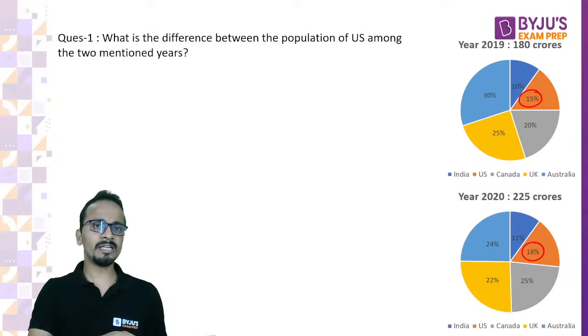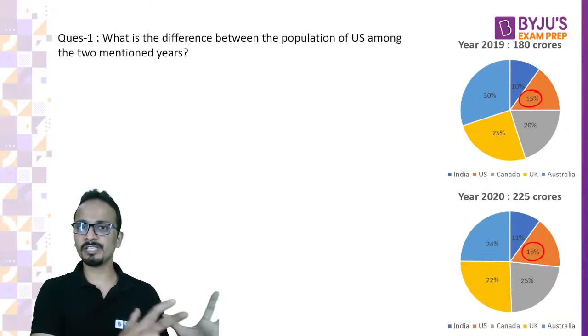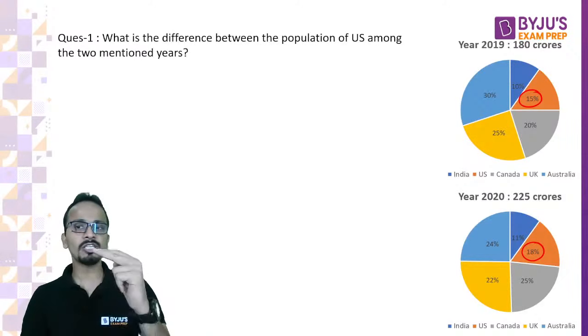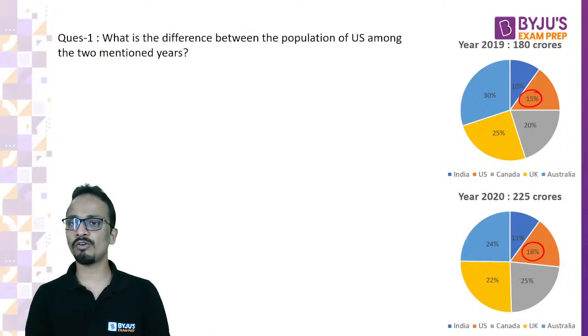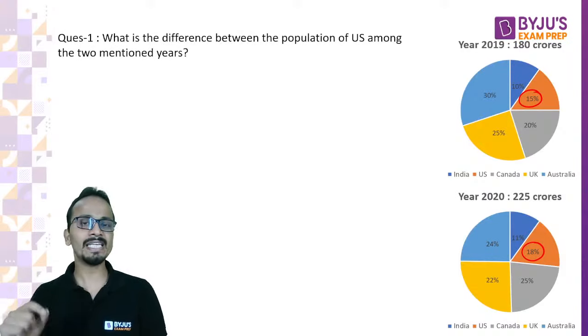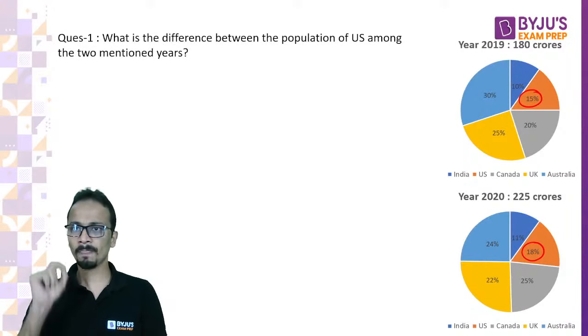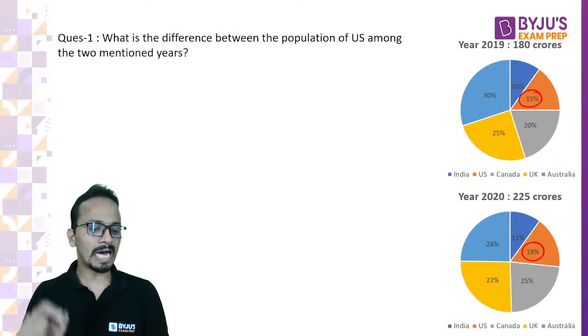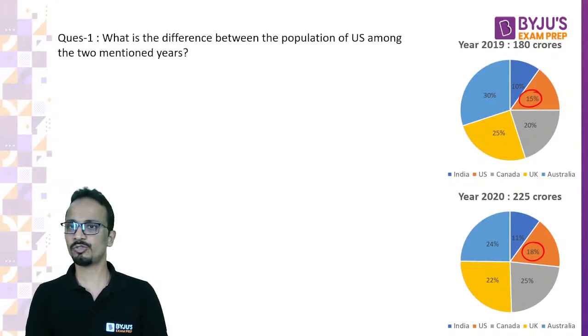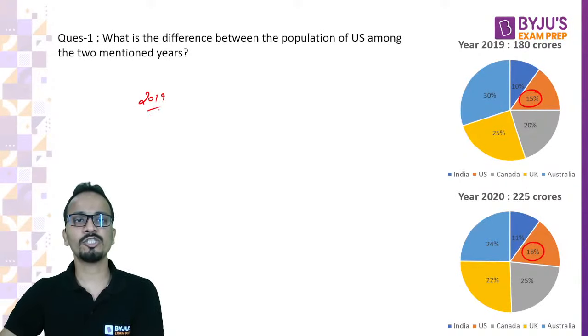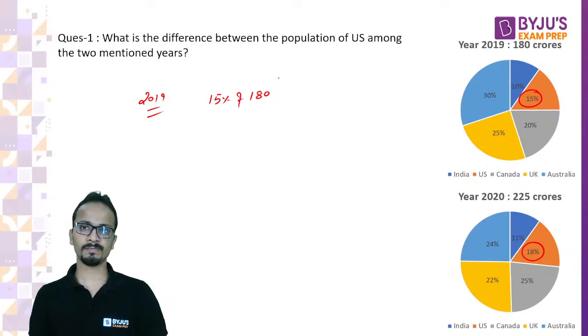Now, the way we did in the previous pie chart, I cannot directly calculate the difference of these values. We can't take the direct difference of 15 and 18 because in this case the bases are different for these two values. So for the first case, year 2019, the population of USA is 15% of 180 crores.